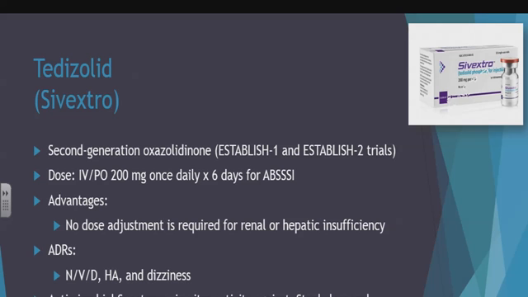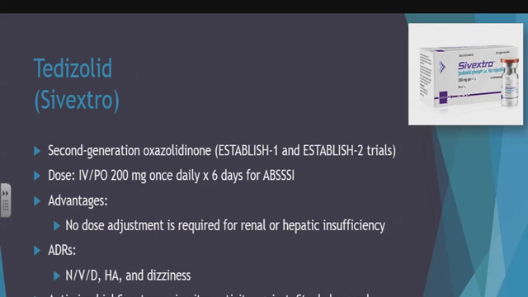Well, one of these drugs is Sivextro or tedizolid, and it's a me-too drug, just like linezolid, except it has a little bit shorter duration that you need to treat for. And the dose, IV to PO, same dose, 200 milligrams. It's once daily, as opposed to linezolid, that's twice daily, but it's a lot more expensive, so I don't really see this used. I've actually never used it myself.